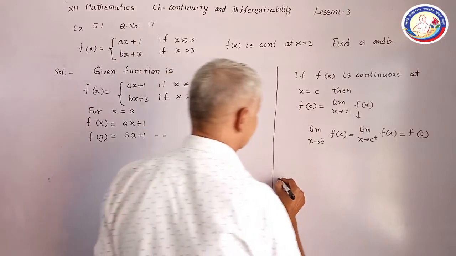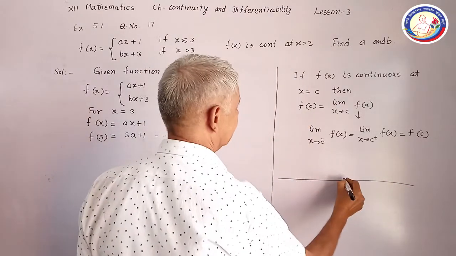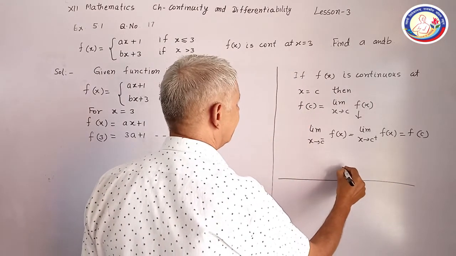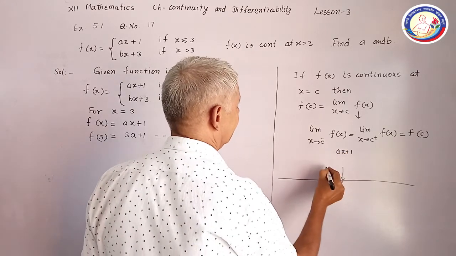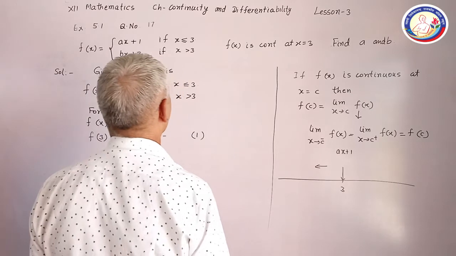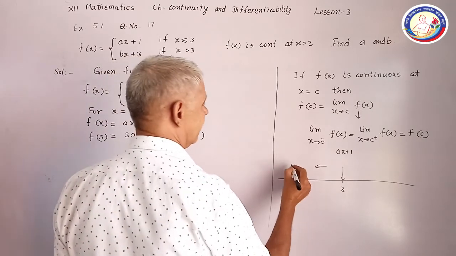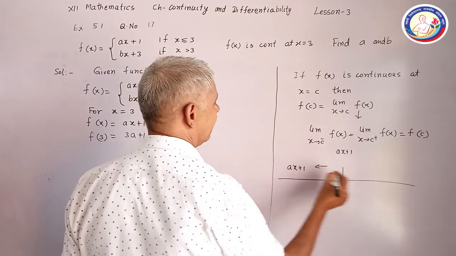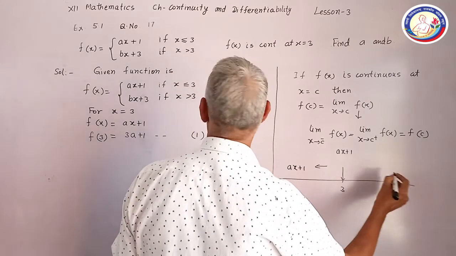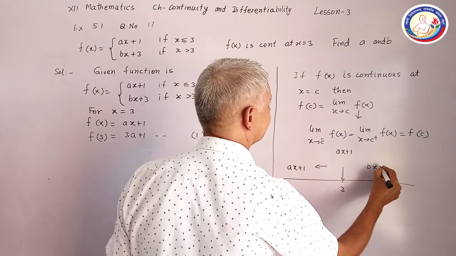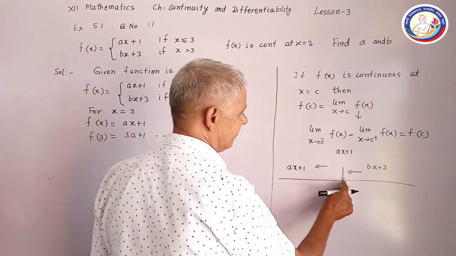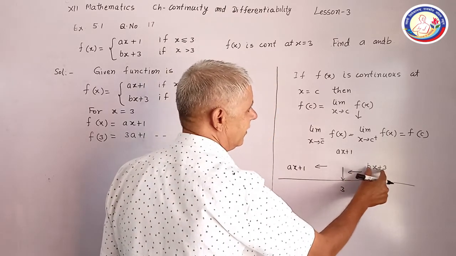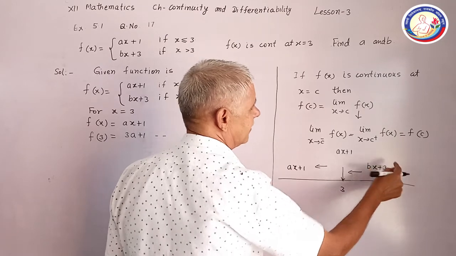We can easily understand that the point of transition is 3. The value of the function at 3 is ax plus 1. In this part, x is less than 3, it is ax plus 1 again, and for this part, it is bx plus 3. So from this side, if we want to find the right hand limit, we have to take bx plus 3 as the function.